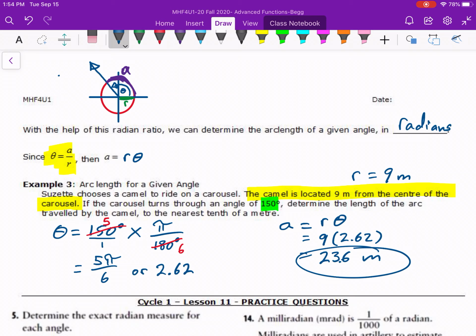So Suzette got on the camel, on the carousel. It started up. It went 150 degrees, which is about 2.62 radians around in a circle. Obviously, the camel has been going around in a semicircle, going around, and the distance it's covered is 23.6 meters.